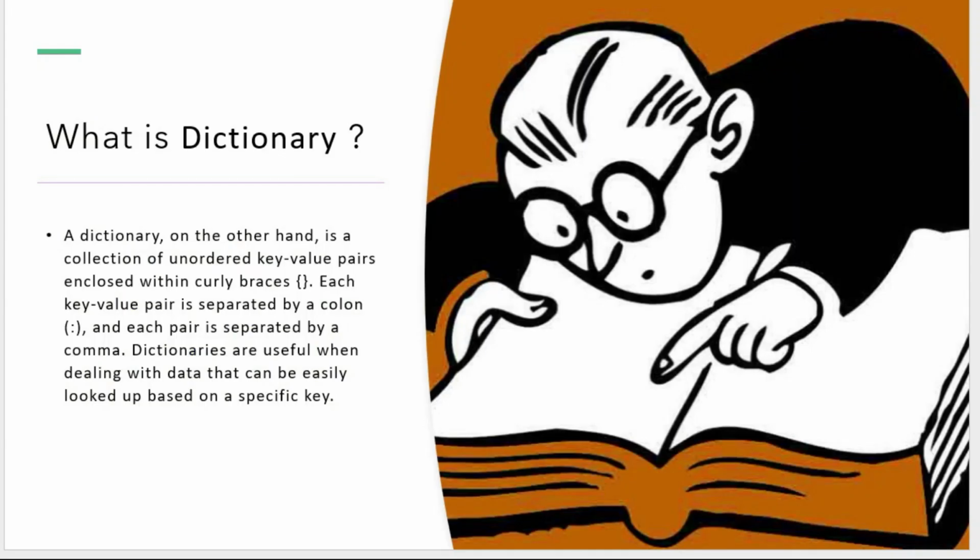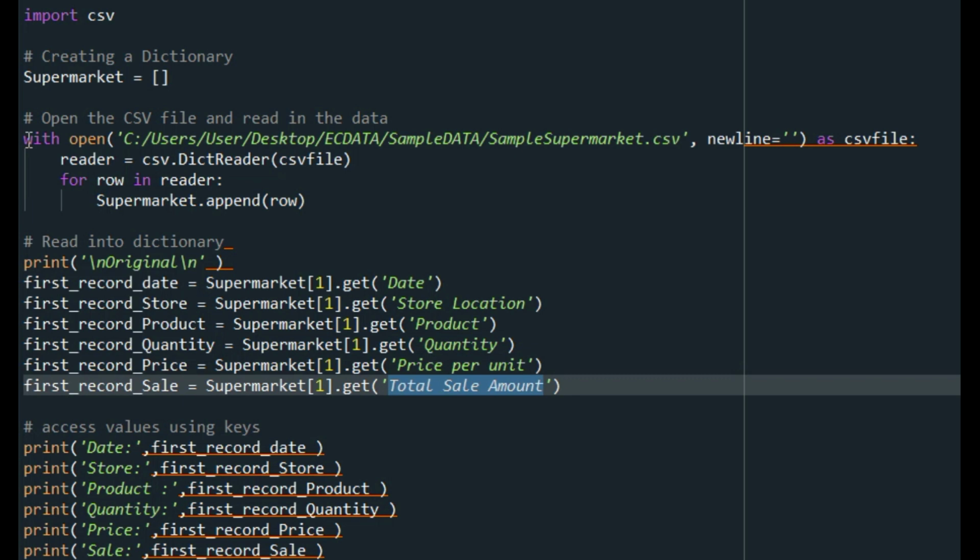We come to the last data structure, the dictionary. A dictionary, on the other hand, is a collection of unordered key-value pairs enclosed within curly braces. Each key-value pair is separated by a colon, and each pair is separated by a comma. Dictionaries are useful when dealing with data that can be easily looked up based on a specific key. Let's look into a code sample.